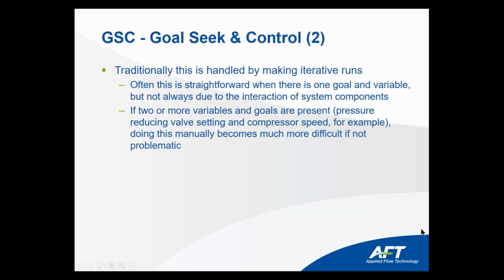Now, traditionally, you might be thinking to yourself that you can answer those questions by hand simply by iterating back and forth. And sure, that's true enough. And often that's very straightforward when it comes to one goal and one variable. However, there is a dynamic between system components that needs to be considered. Sometimes that's overlooked, even with one goal, one variable. So the question might still be answerable by the engineer doing this by hand, by iterating back and forth. However, if you start to add more than one variable and more than one goal on top of that, then the complexity of that analysis jumps through the roof astronomically.